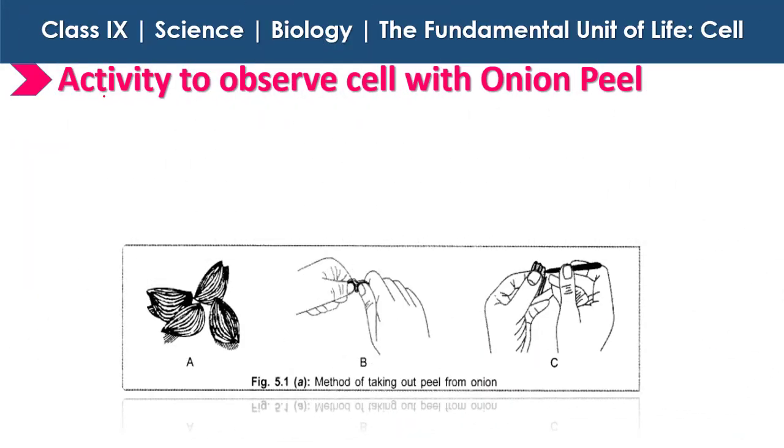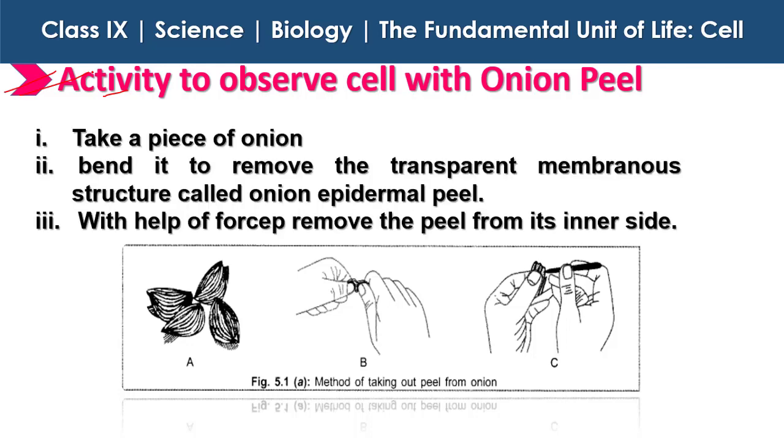Let's check an activity to observe a cell with onion peel. It is the most common activity. So first, take a piece of onion, bend it to remove the transparent membranous structure called onion epidermal peel. Third, with the help of forceps, remove the peel from its inner side.